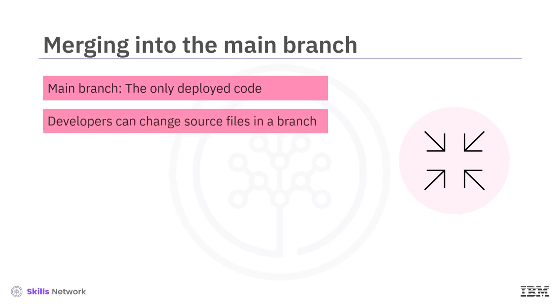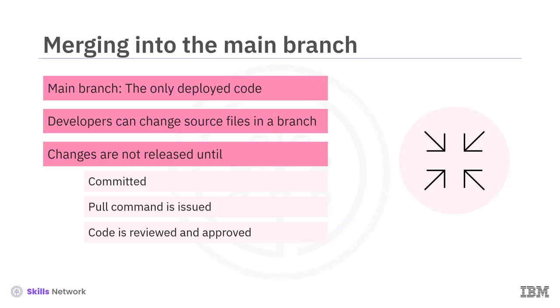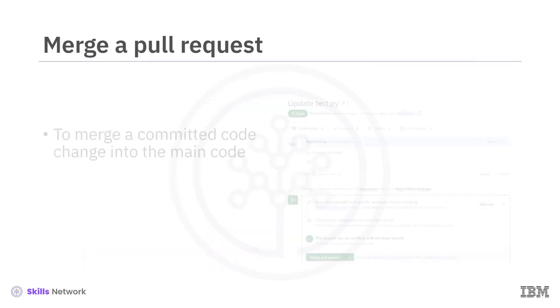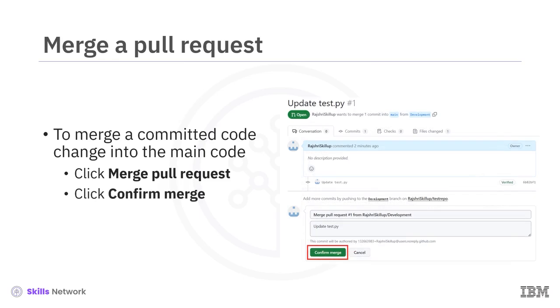The intent of a Git repository is for the main branch to be the only deployed code. Developers can change source files in a branch, but the changes are not released until they are committed. A pull command is issued. The code is reviewed and approved. The approved code is merged back into the main code. To merge a committed code change into your main code, click Merge Pull Request. Click Confirm Merge. When all changes for a branch are complete, that branch is considered obsolete and should be deleted.